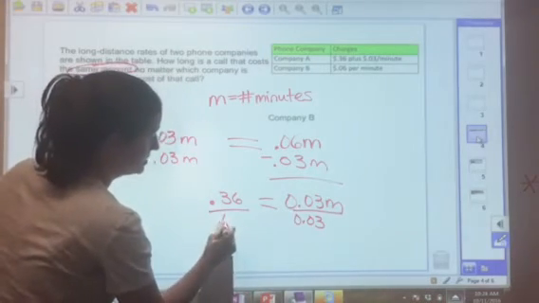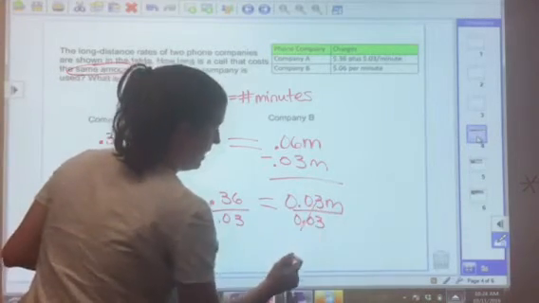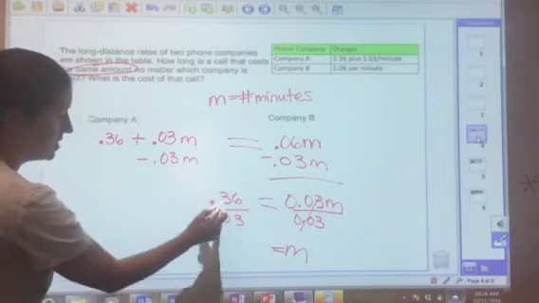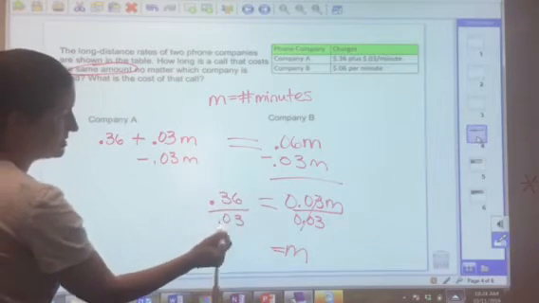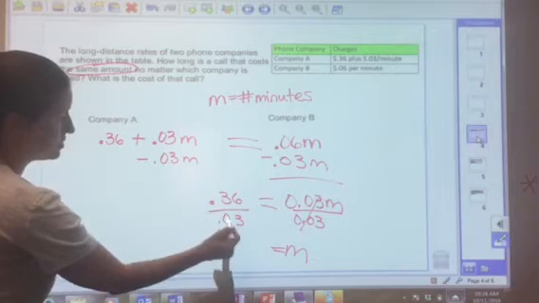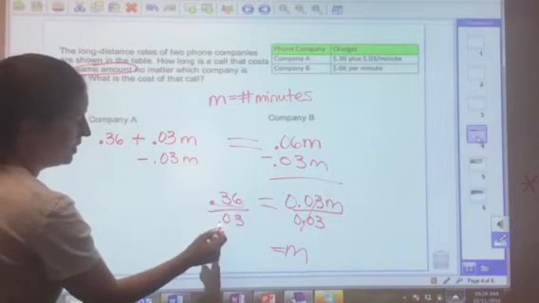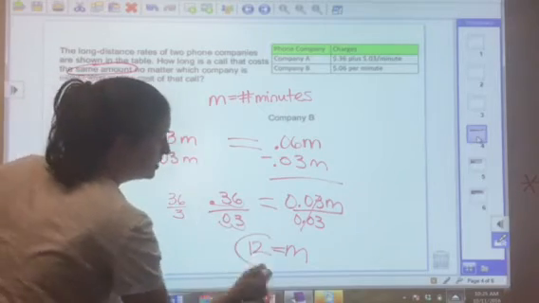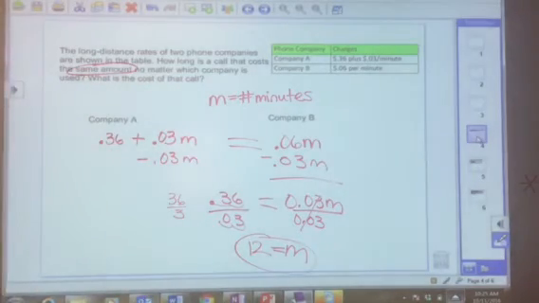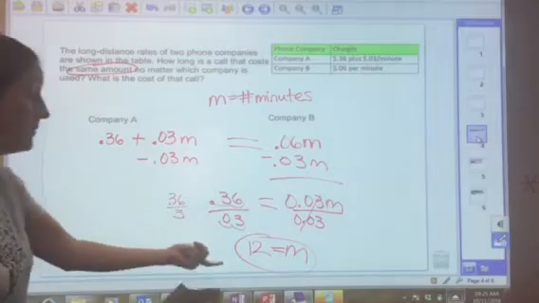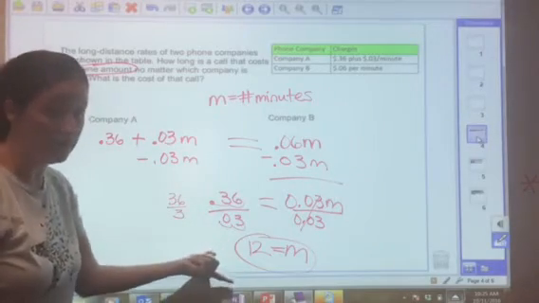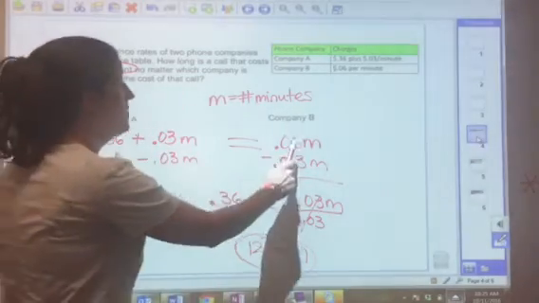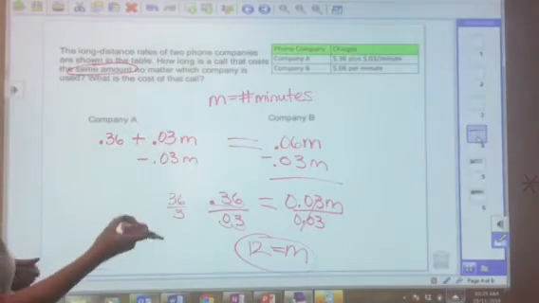Now I need to divide by 0.03, and I'm left with M equals 0.36 divided by 0.03. I can multiply the top and the bottom by 100, making it 36 divided by 3, which is 12. So 12 minutes is the number of minutes I would need to talk on the phone so that Company A and Company B charge the same amount.